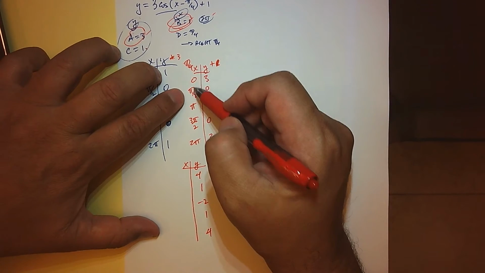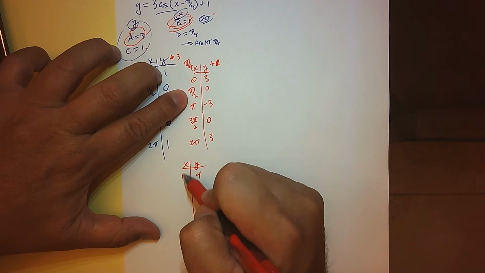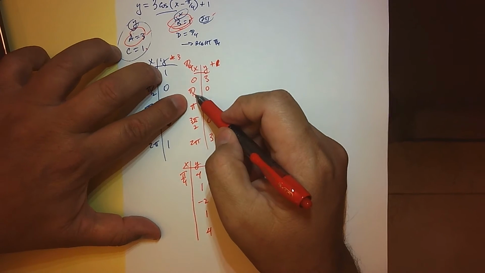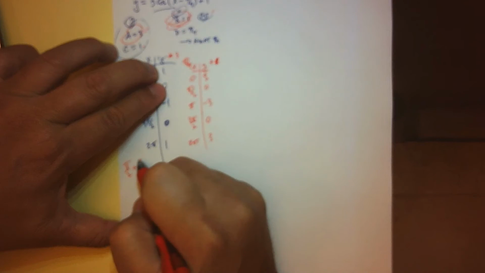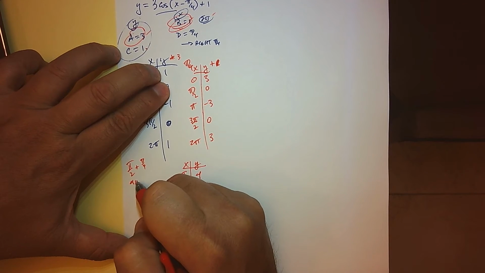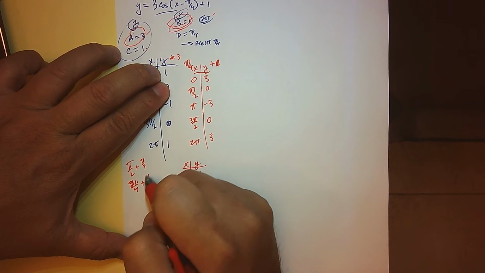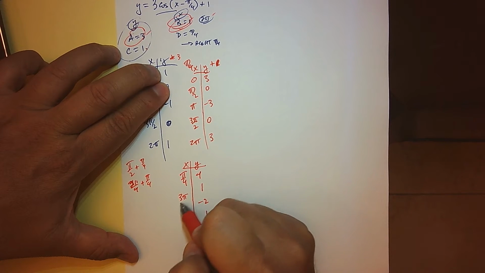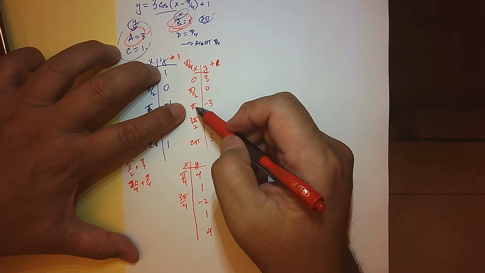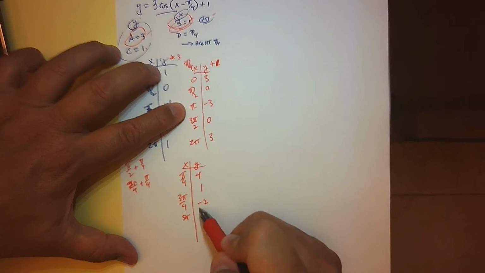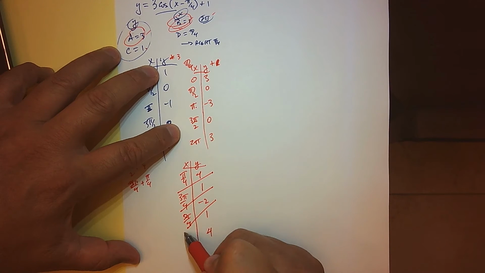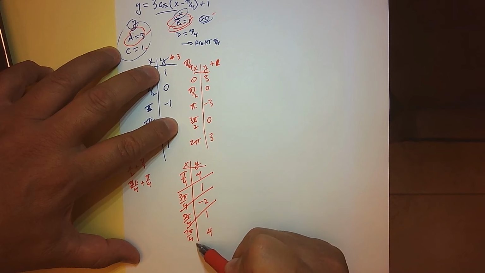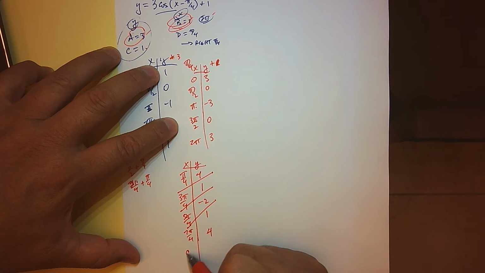If we add pi over 4 to everything, we're going to get pi over 4. If I add pi over 4 to pi over 2, that is basically 2 pi over 4 plus pi over 4, which is 3 pi over 4. If I add it to pi, we're going to get 5 pi over 4. And then if I go to the next one, I'm going to have a 7 pi over 4. I think you guys kind of get the rhythm. And then the next one will be a 9 pi over 4. Okay, so those are all my data points.